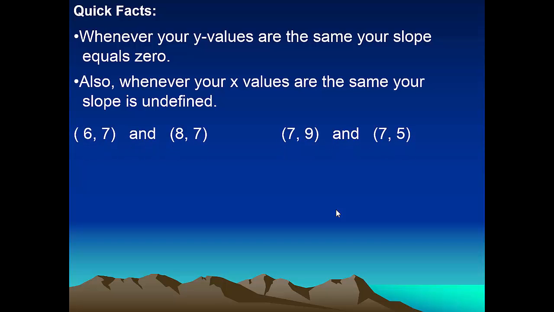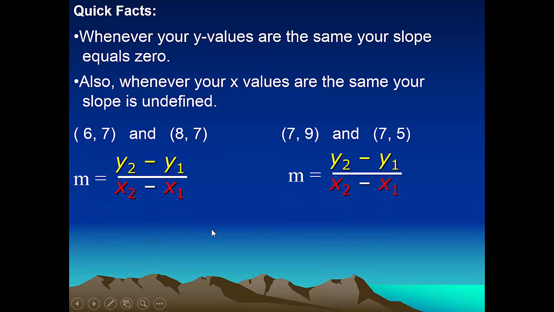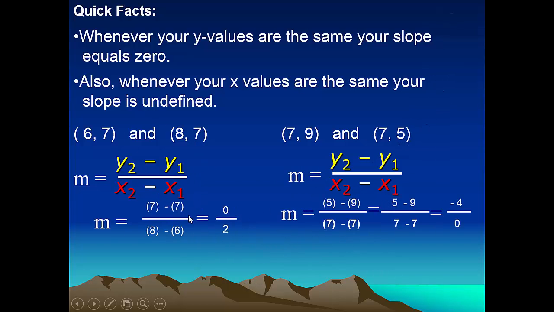We have (6, 7), (8, 7), (7, 9), and also (7, 5). If you notice, your y values are the same here, and here your x values are the same. So we still will use the same slope formula, and we will substitute in our values, which we have here. And we know we will have 7 minus 7 is 0, 8 minus 6 is 2. And over here we will have 5 minus 9 over 7 minus 7, which will give us -4 over 0, which we know 0 over 2 is 0, and -4 over 0 is undefined.